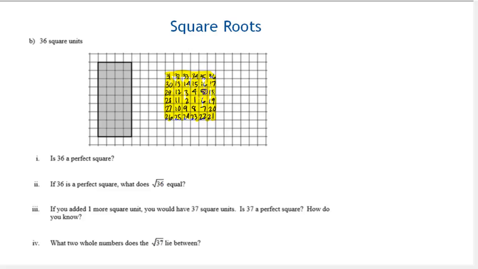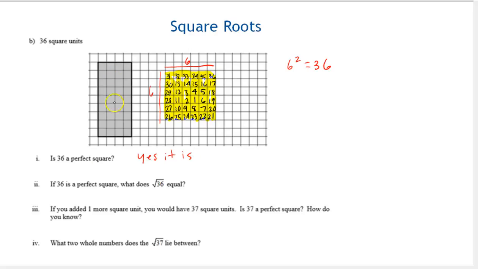Okay. And to double check, let's count the side lengths. So this is 1, 2, 3, 4, 5, 6. This is 6 units. And this way we also have 1, 2, 3, 4, 5, 6. So this is 6 units. So we have 6 squared equals 36. So that means, is 36 a perfect square? Yes, it is.